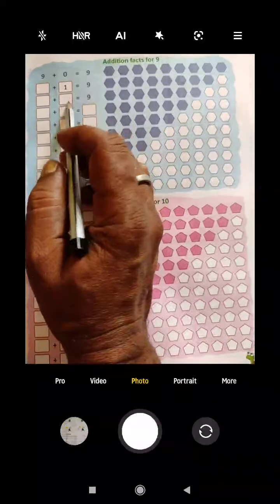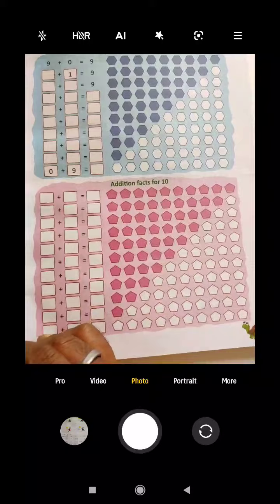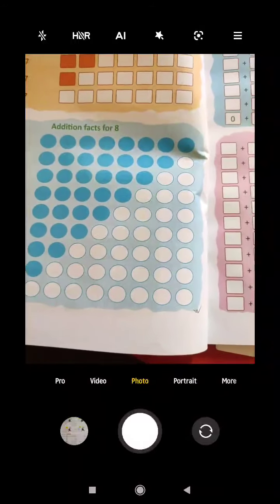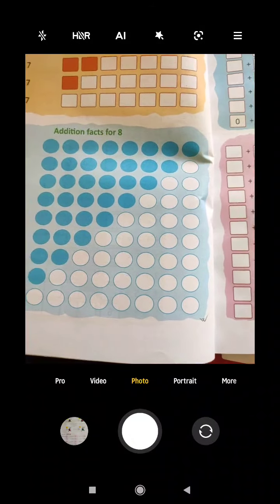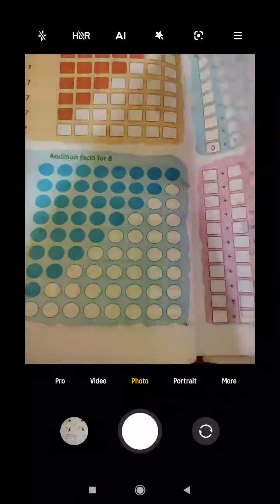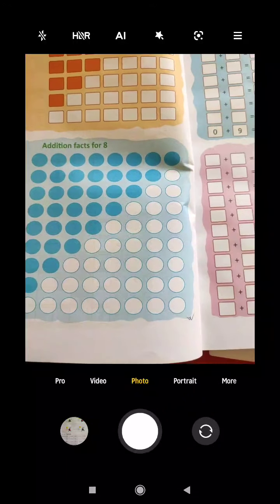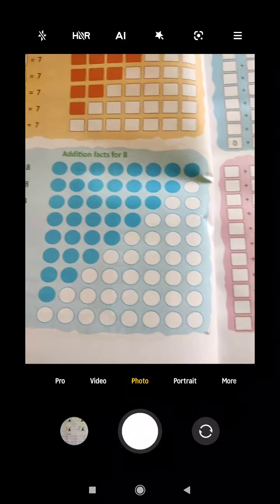So what has it given? Do this much today. This is a bit different, so we will do this one in the next class. So this much you do for today. Have a great day.